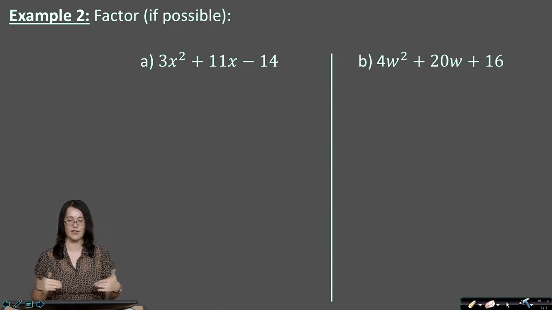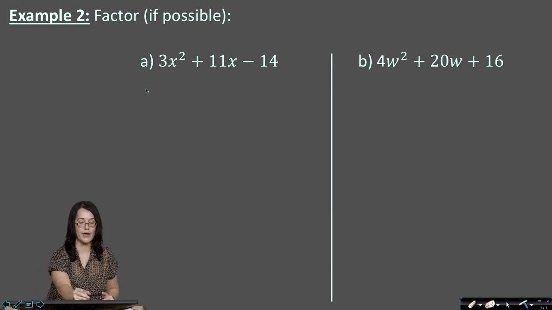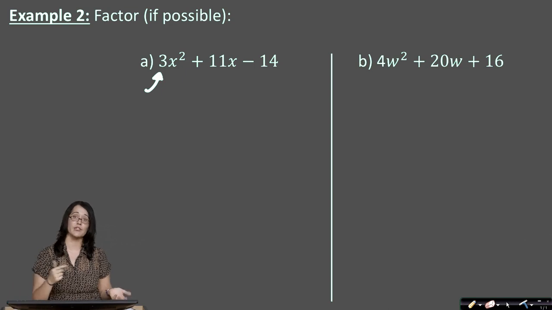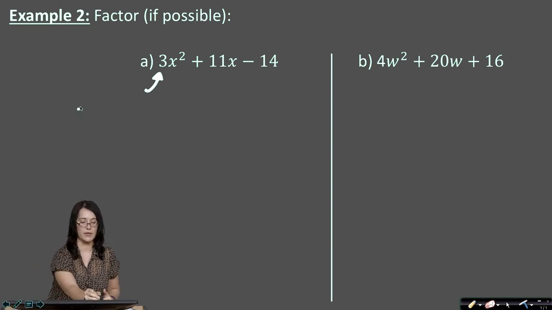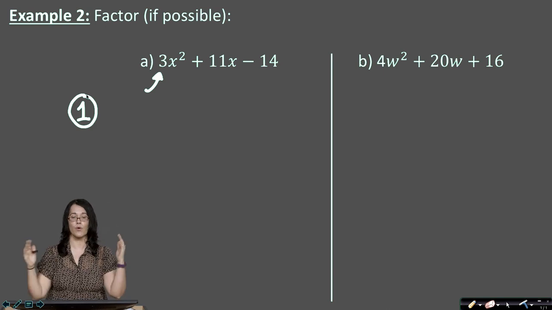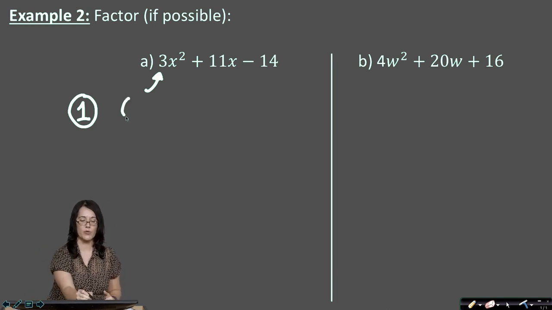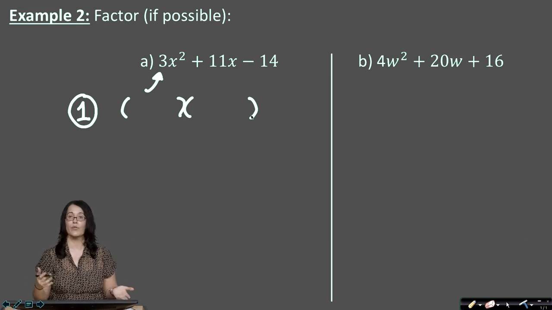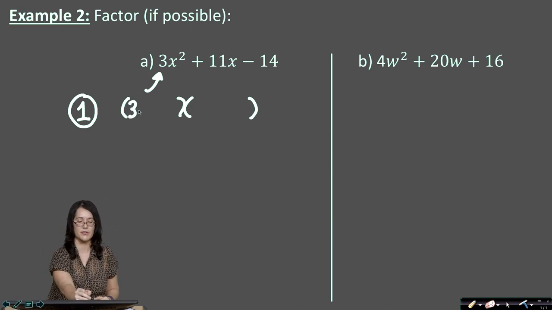Example 2 says factor if possible. In part A, we have 3x squared plus 11x minus 14. So to begin, I noticed that I have a trinomial where the leading coefficient is a 3. So one option, the educated guess and check option, that's probably option 1 if you're writing your notes in order here. Option 1 could be open those parentheses right away, right? And if you open those parentheses right away, what are the only ways to get 3x squared when you multiply 2 terms together? Yep, it's prime number 3, so just 3x and x, kind of like 2x squared was.